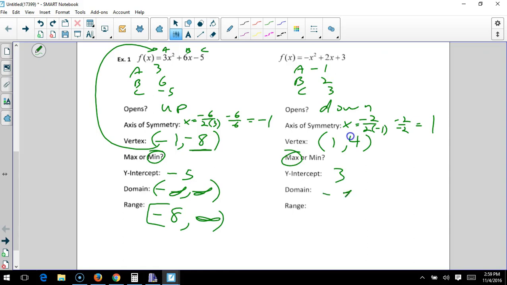The domain of all of these is almost always negative to positive infinity. And the range, we look right here. How high does it go? Or how low does it go? Negative infinity. How high does it go? 4. Sorry, that should be a bracket. And that's it.